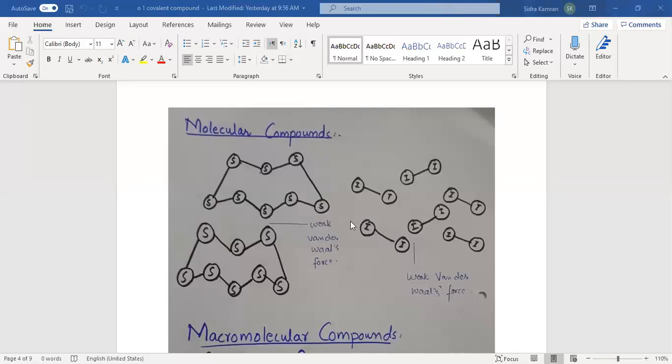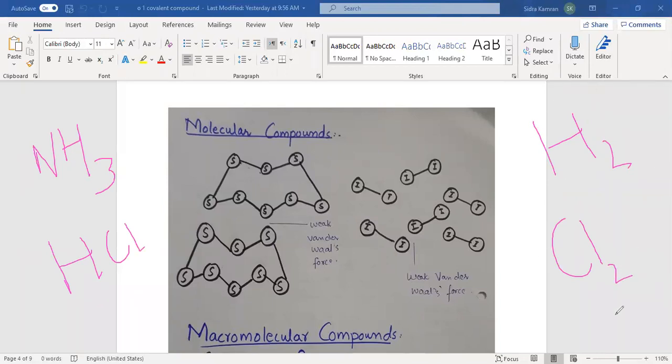Yesterday we were discussing simple molecular compounds and complex macromolecular covalent compounds. As I told you, simple molecular compounds are simple molecules like NH3, HCl, H2, Cl2. These are called simple covalent molecules or simple covalent compounds. As you can see here, SO2 is also considered a simple molecular compound. This is I2. Simple covalent compounds are attached to each other by weak van der Waals forces.